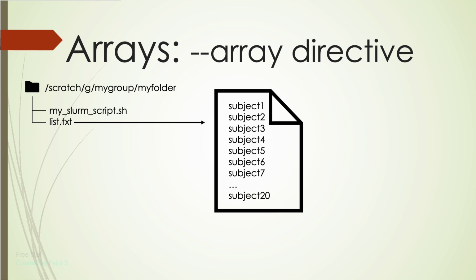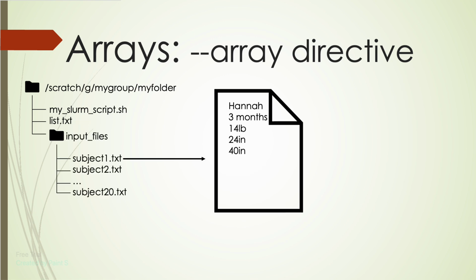In the Scratch directory, which is where I will save and submit the SLURM script, I have a text file called list.txt. It contains the list of subject IDs, one ID per row. I also have one input file per subject, which is a text file with the name of the corresponding subject and other personal information. Here we have an example of what that input file looks like.